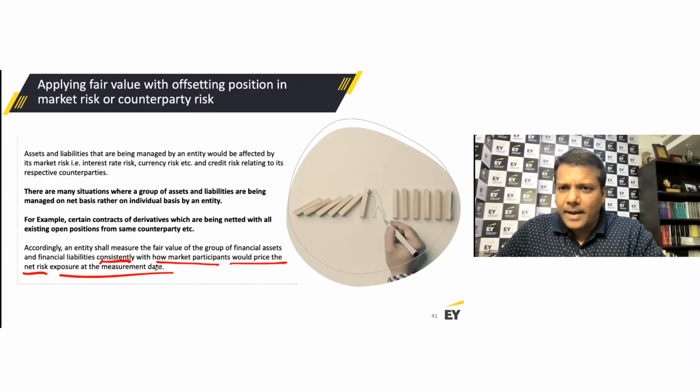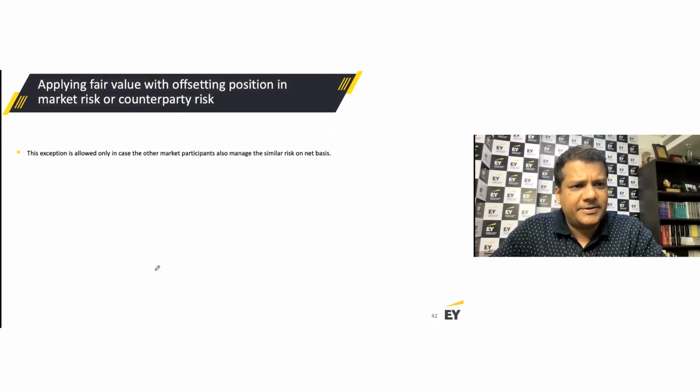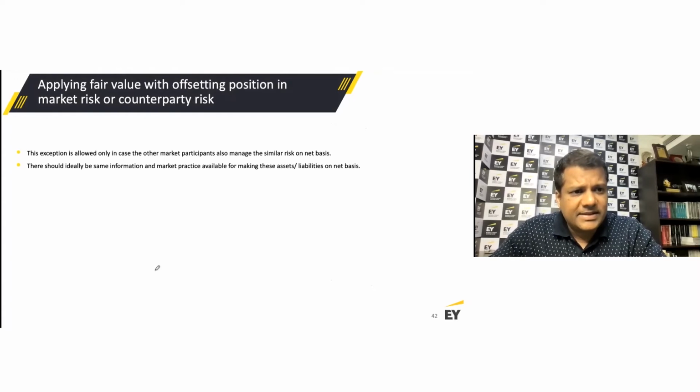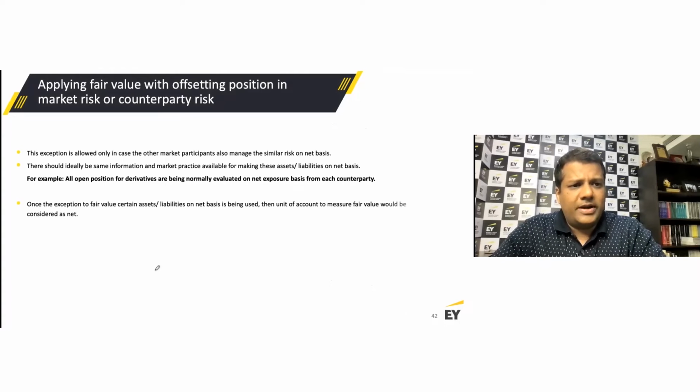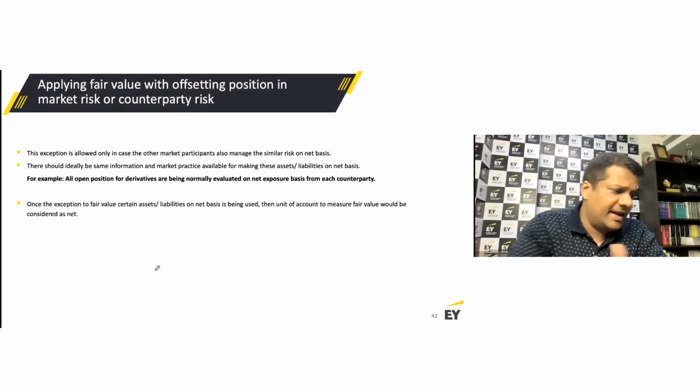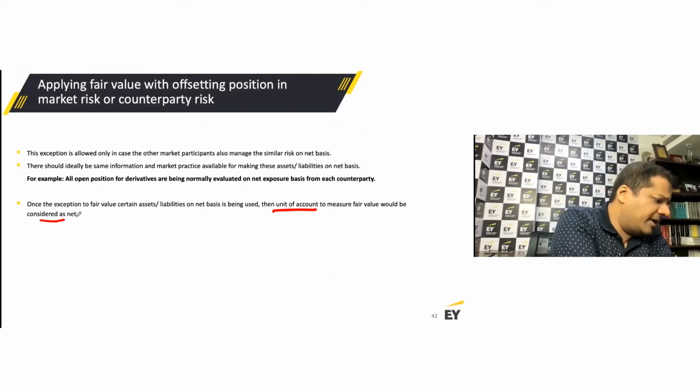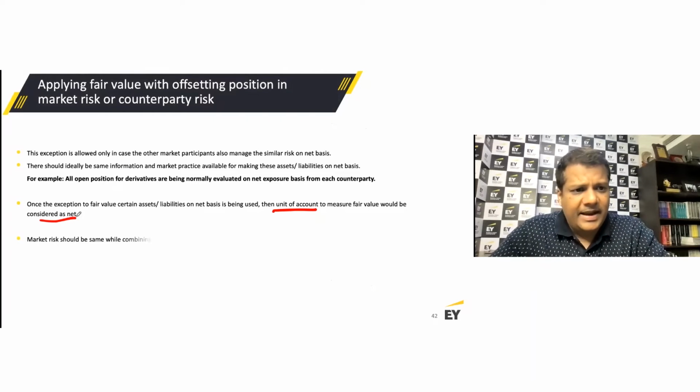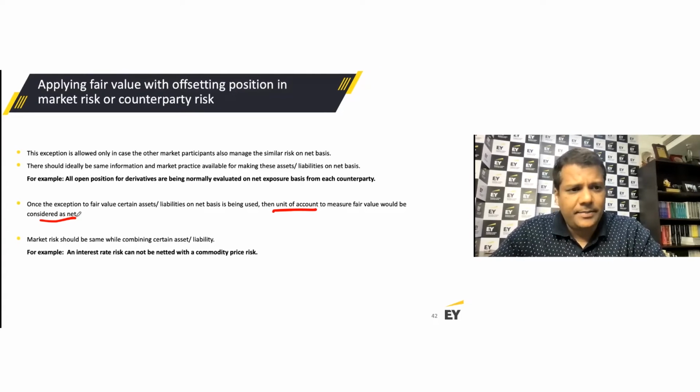Applying fair value, again from a market risk or counterparty risk perspective, the exception is allowed in cases where other marketplace participants also manage this on a net basis. There has to be information available, which is what I talked about, and the unit of account would also be considered as net, on a net basis, and should be the same while combining those assets or liabilities.